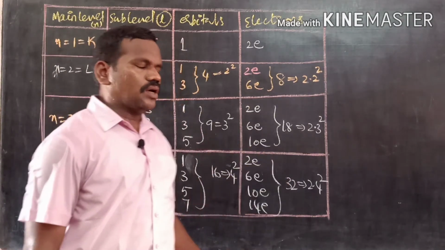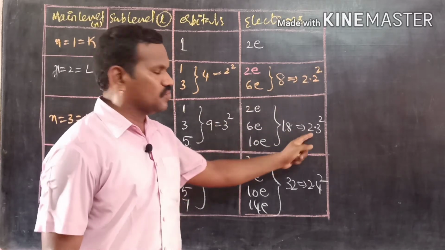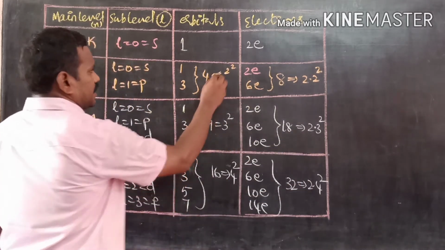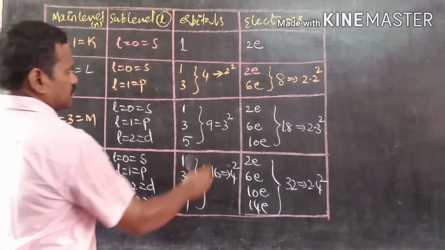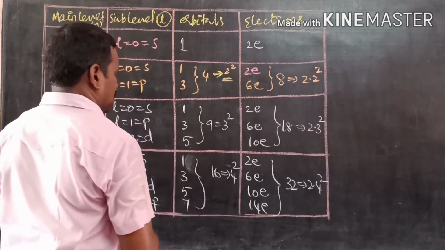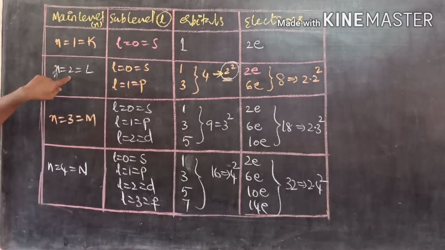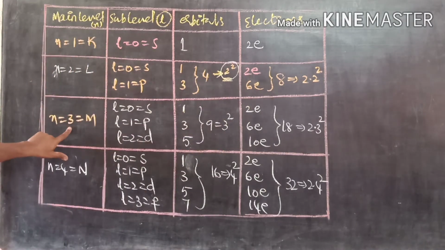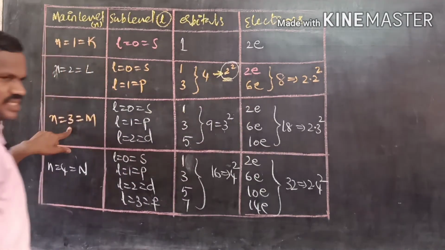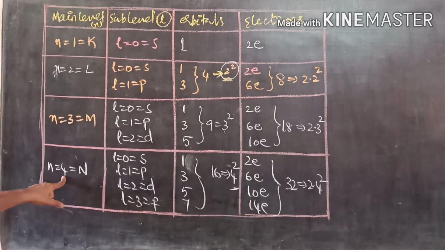Yes students, now here we are going to learn what this 2 square, 2 into 2 square, 3 square is, and why I wrote it like this. If you observe here, for main level 2, I wrote 2 square. This gives the relation between the number of the main level and the number of orbitals. Main level 2, number of orbitals is 2 square. Main level 3, number of orbitals is 3 square, which becomes 9. Main level 4, number of orbitals is 4 square, that is 16.